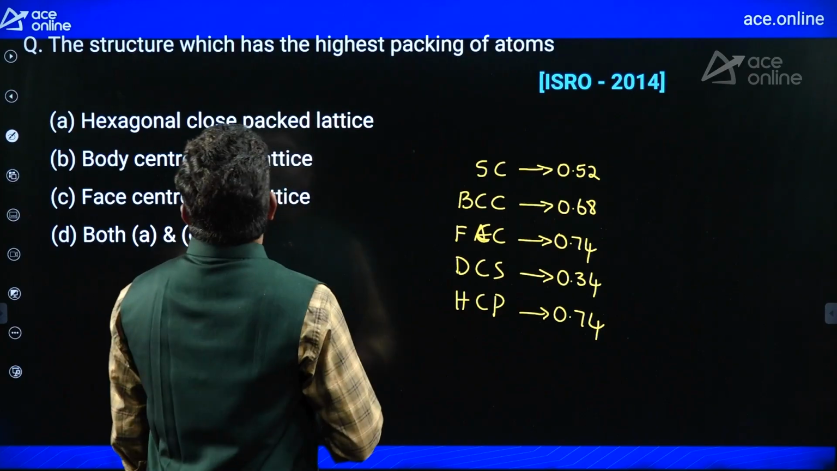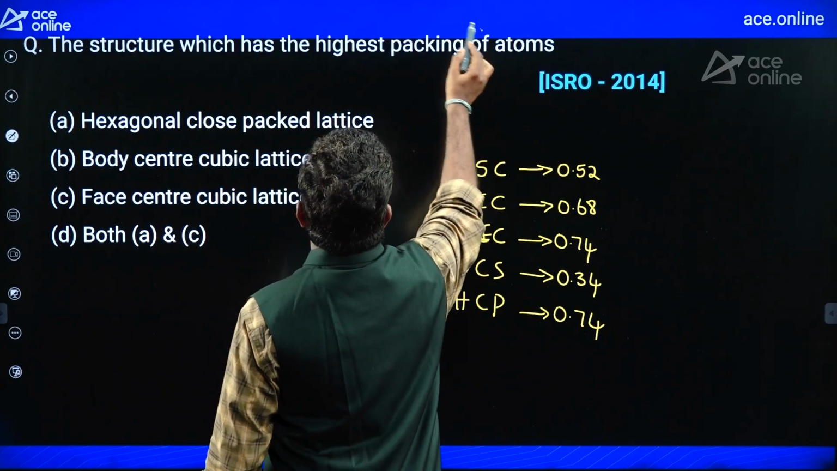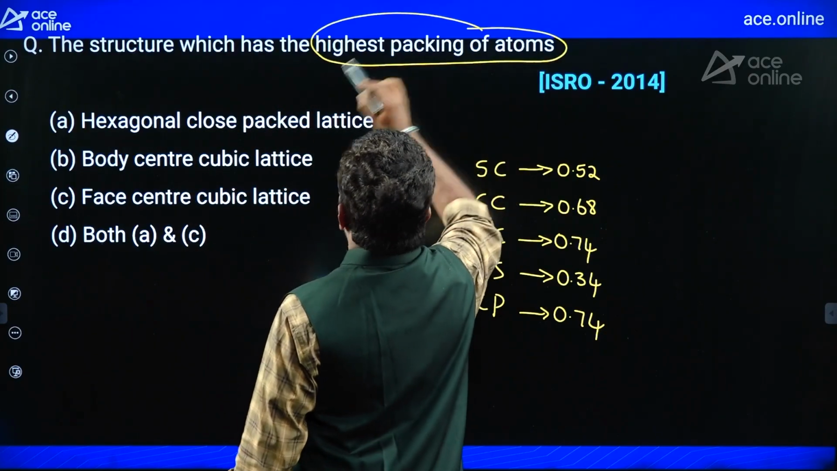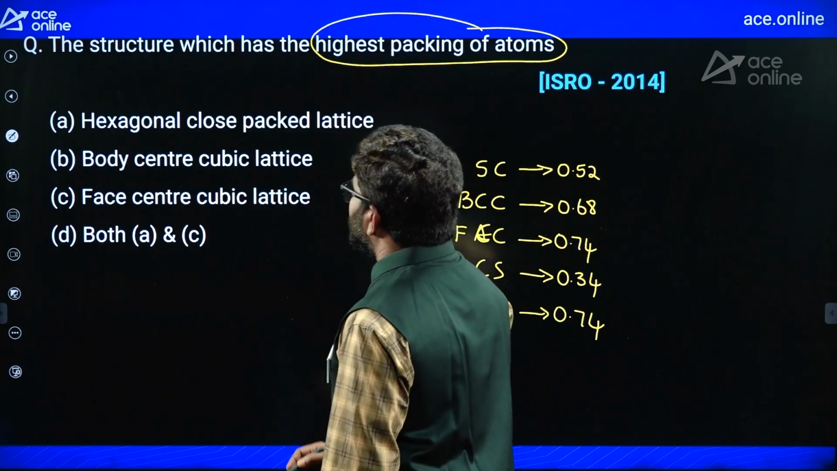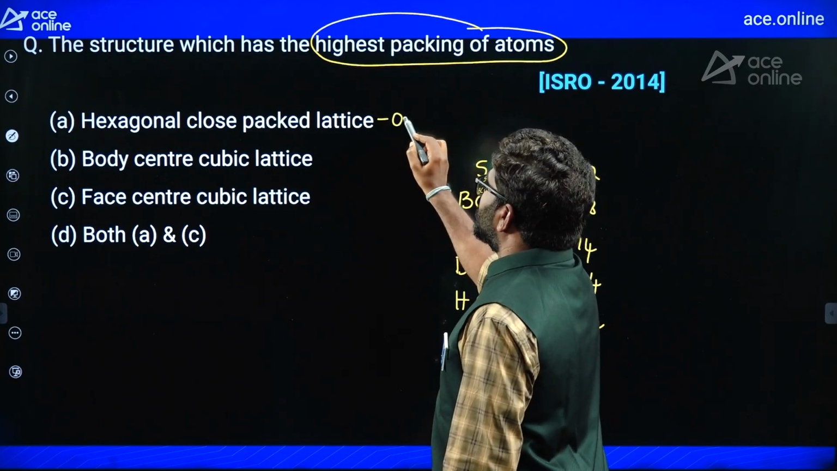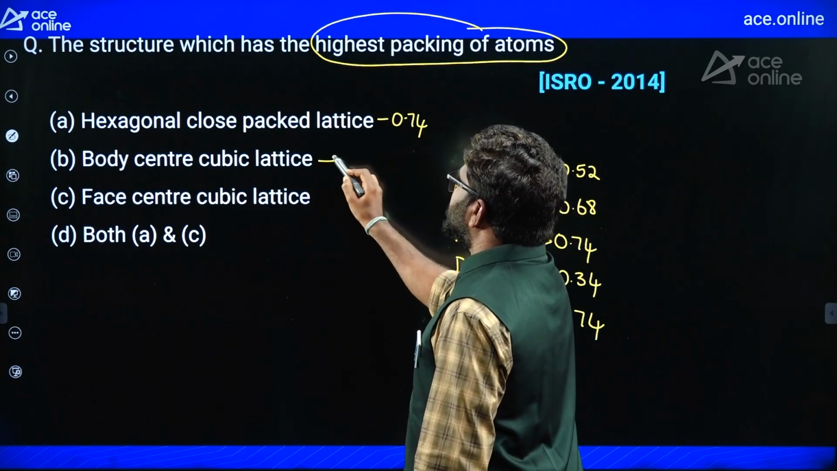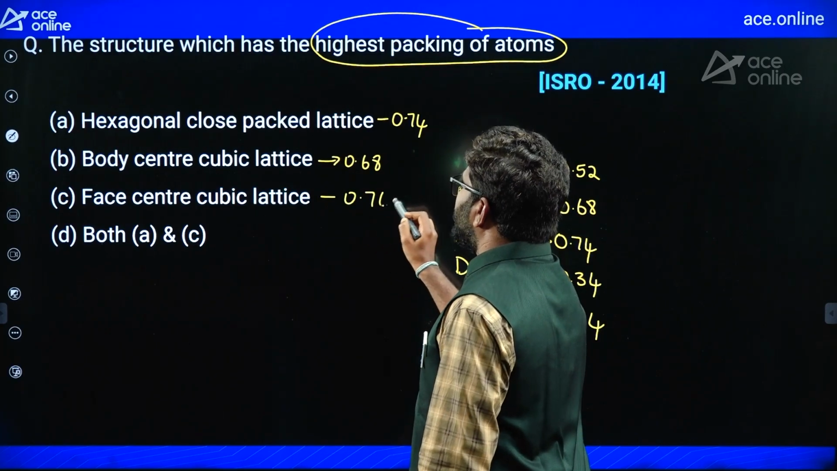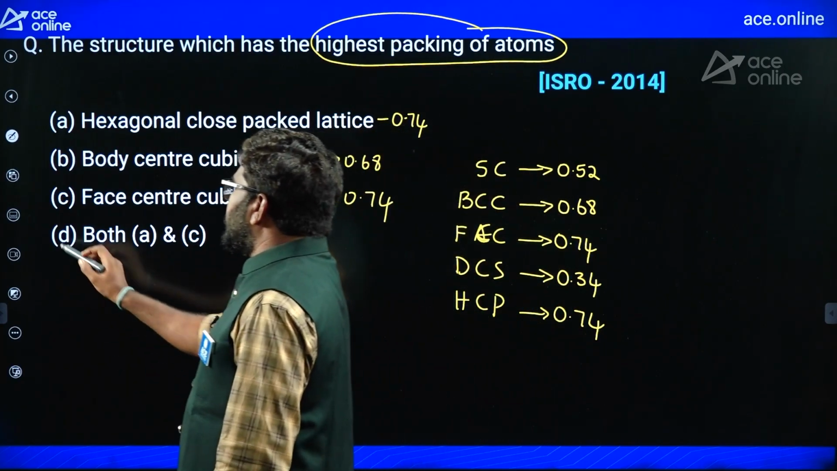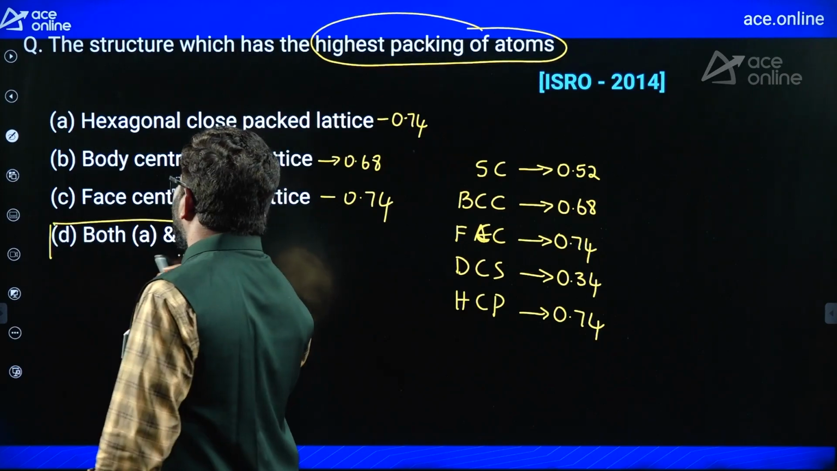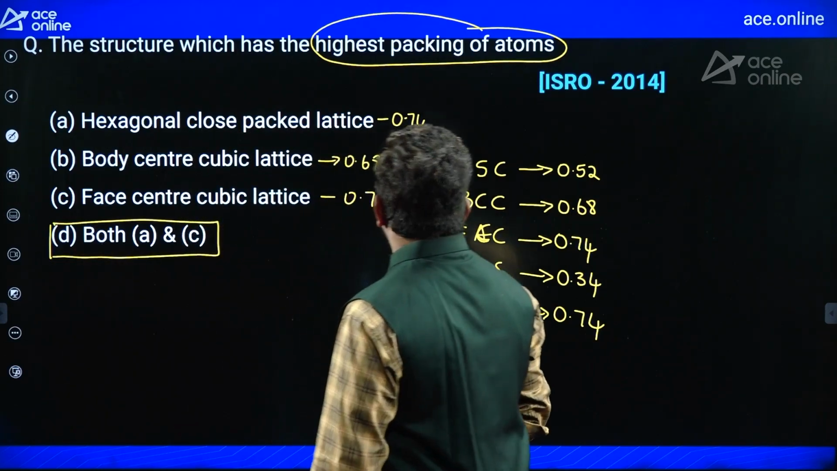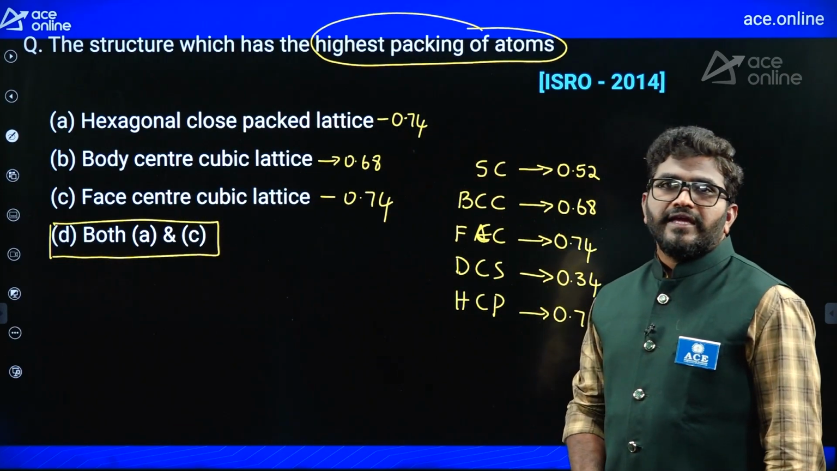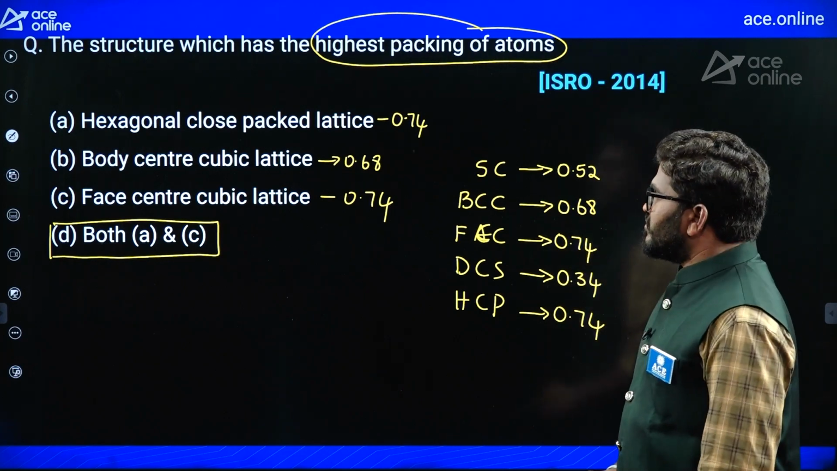Now see here, the structure which has the highest packing of atoms: HCP structure 0.74, BCC structure 0.68, FCC again 0.74. So both A and C are the correct answer for this question, D.